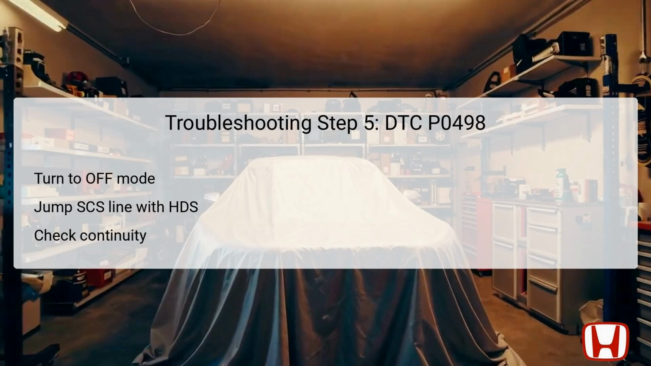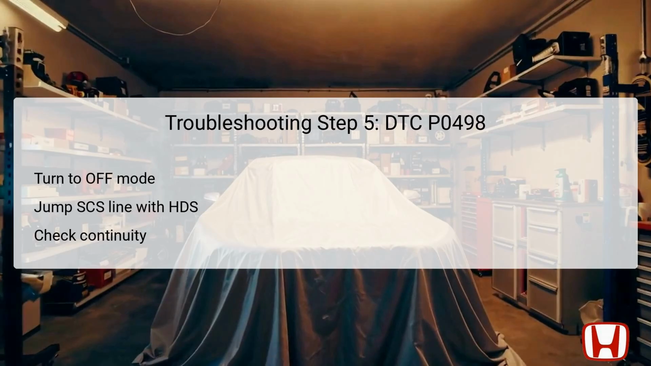In step 5, focus shifts to checking for possible short circuits in the VSV, valve solenoid valve line, which may be contributing to the DTC P0498. Begin this step by turning the vehicle to the off-lock mode to ensure both safety and accuracy during testing. Using the HDS, jump the SCS, service check switch line, and wait for more than 1 minute. This helps to prepare the system for the continuity test.